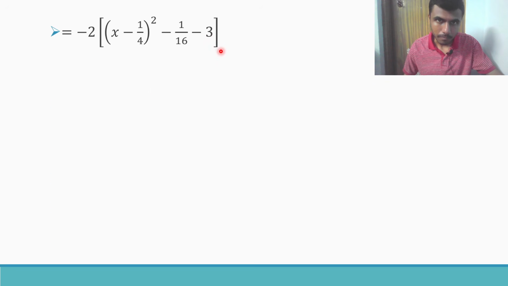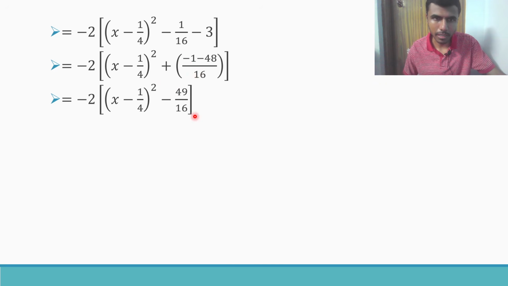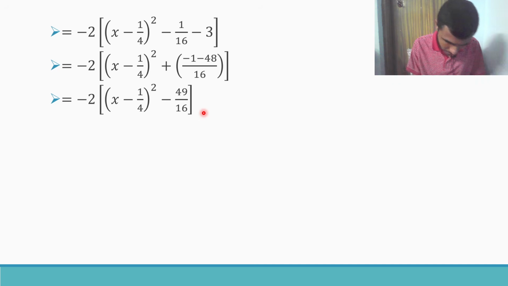Okay, fine. Now just take LCM here. So minus 1 minus 16 3s are 48, so minus 1 minus 48 by 16. I wrote both minus in a bracket, that's why in between I kept a plus. Now minus 1 minus 48 is minus 49, so I get minus 49 by 16. Okay, fine. Now next.